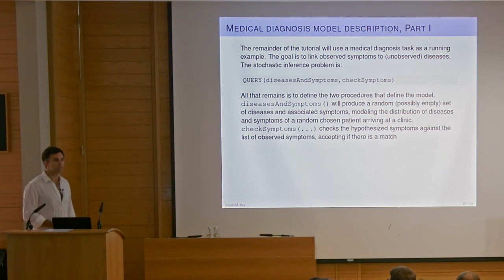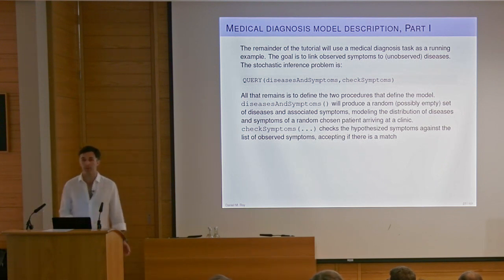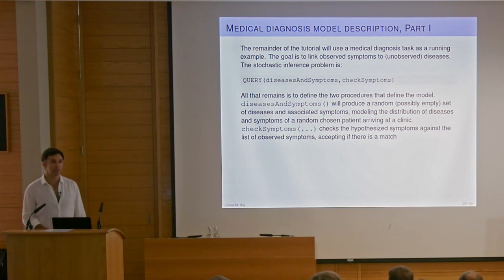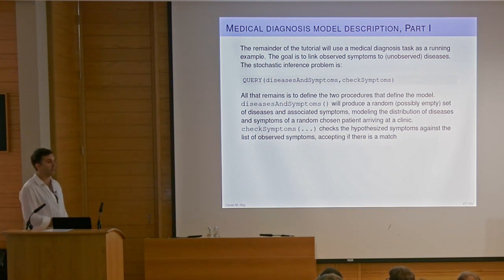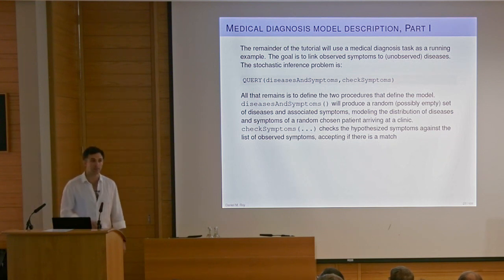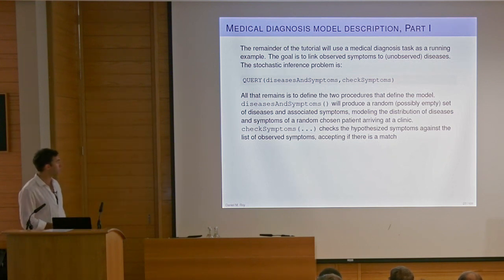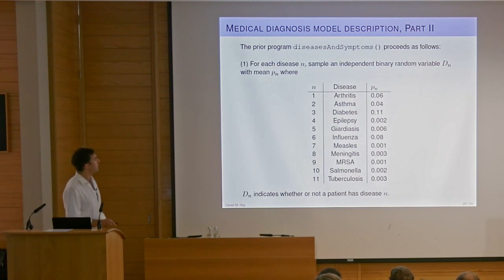All right, and then check symptoms does something much more mundane. I've measured a few symptoms, maybe not all of them. And for the ones that I've measured, I want to make sure that they agree with the hypothesized ones. So this generates a possible world of hypothesized diseases and symptoms, and this one goes ahead and either rejects or accepts it in terms of its coherence with reality. Okay.